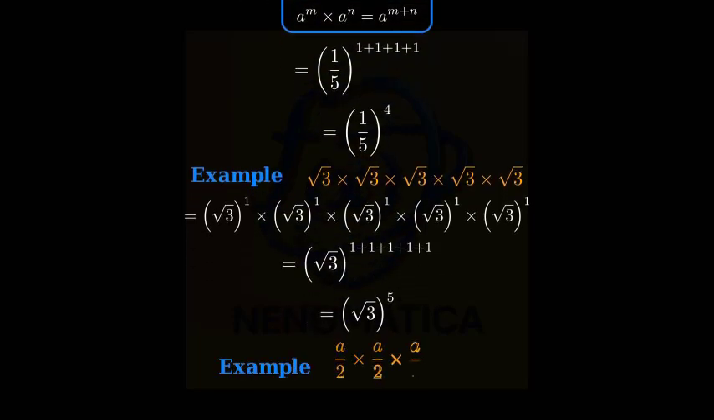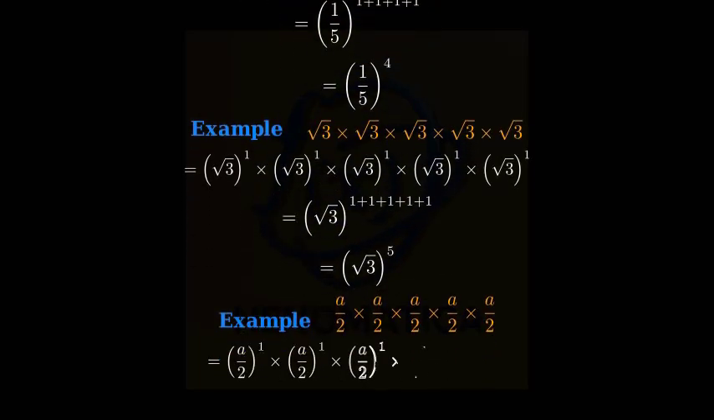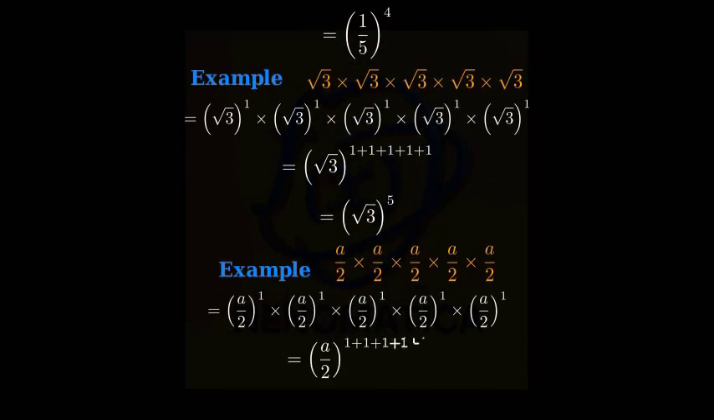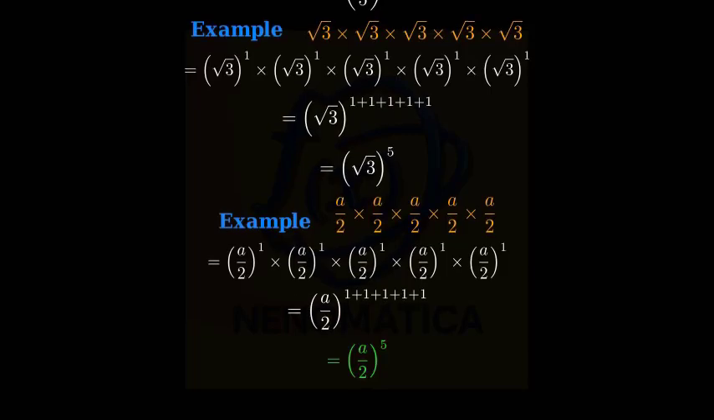For our third example, we have a over 2 multiplied by itself 5 times. Following our pattern, we can rewrite this as a over 2 with an exponent of 1, 5 times. Again, applying the product rule for exponents, we add all 5 exponents to get a over 2 to the power of 1 plus 1 plus 1 plus 1 plus 1, which equals a over 2 to the power of 5.